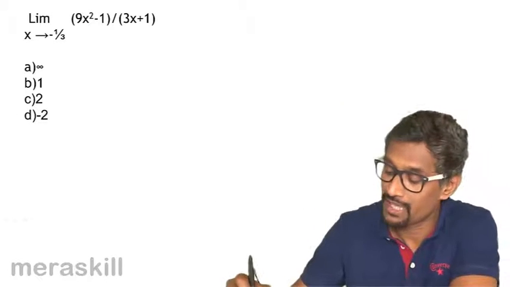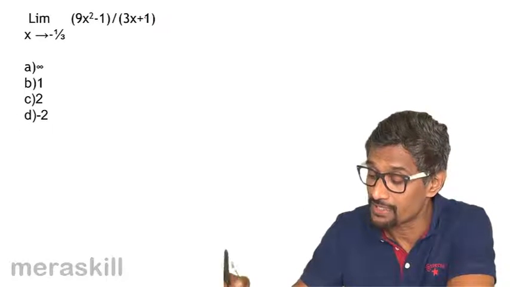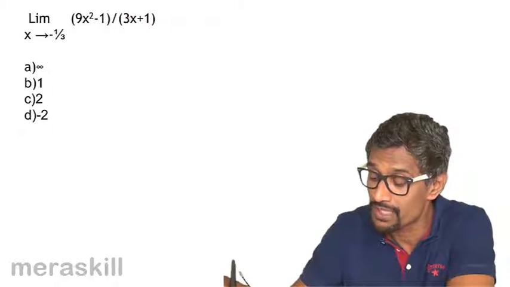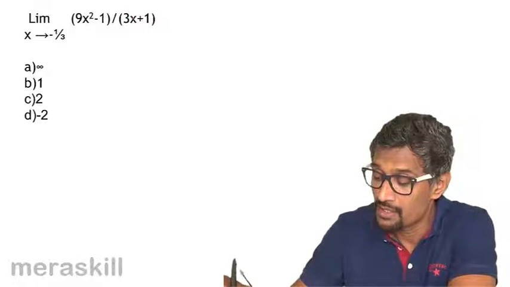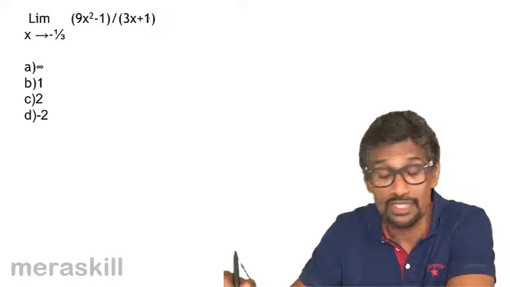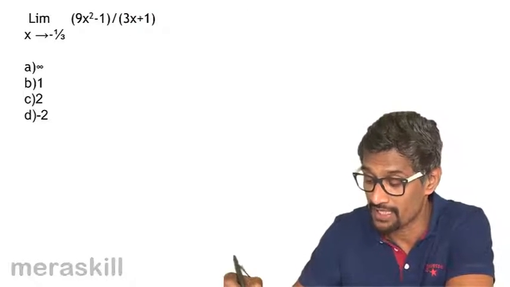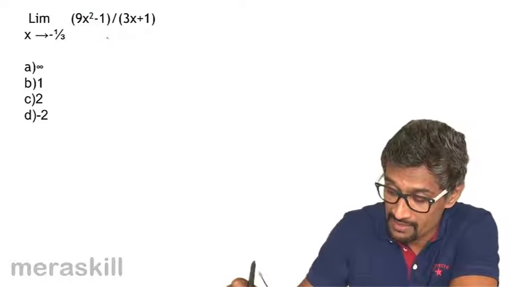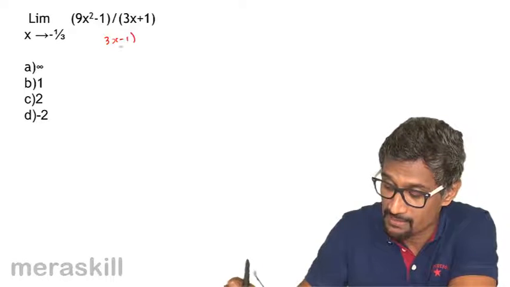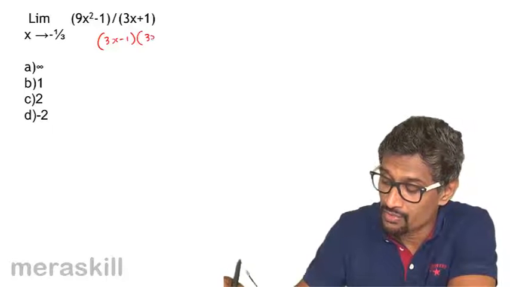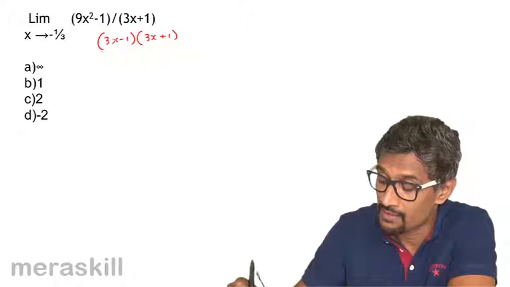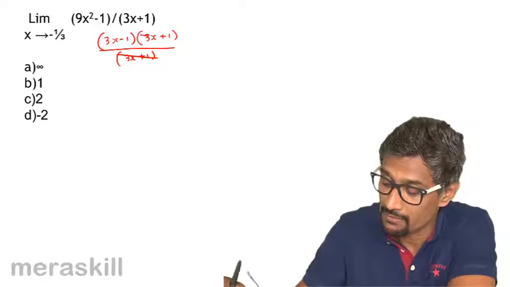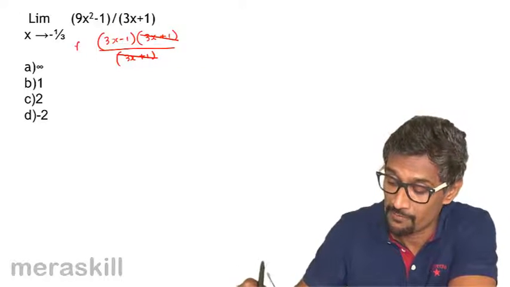Okay, so what do we have? 9x squared minus 1 divided by 3x plus 1 as x approaches minus 1 by 3. Here if you substitute x as minus 1 by 3, you get minus 1 plus 1, which is 0, which is indeterminate, so we need to factorize it. Since we need to factorize it, the numerator 9x squared minus 1 can be written as 3x minus 1 into 3x plus 1, divided by 3x plus 1. So this gets eliminated. You get 3x minus 1 as f of x.